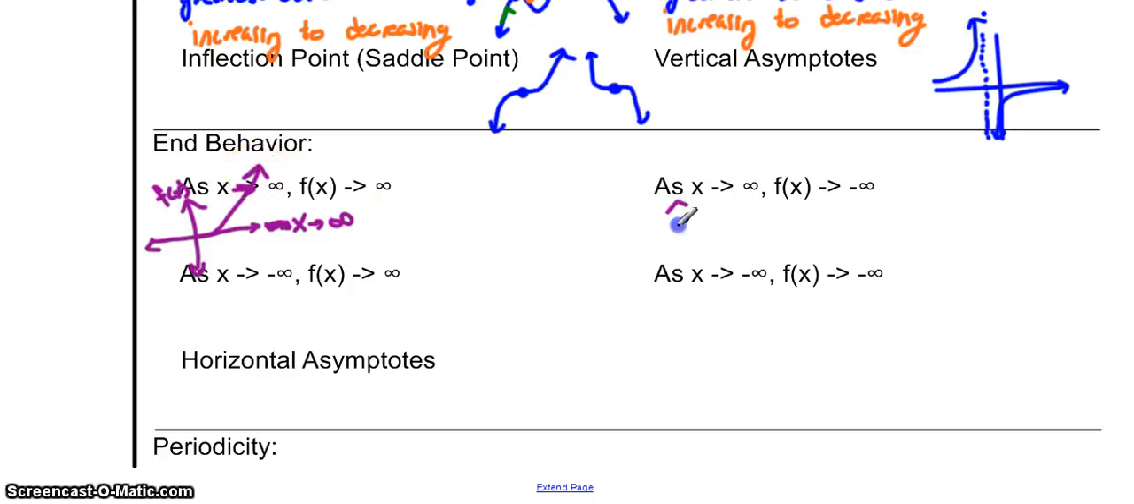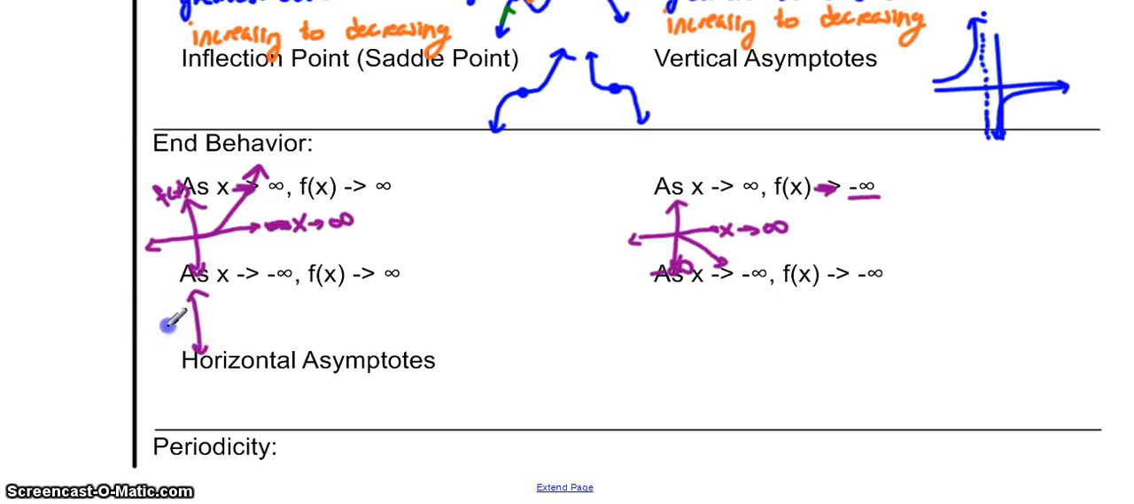On the other hand, as x goes to infinity, so x is going towards infinity to the right, if f of x is going to -infinity, that means my graph is decreasing like this as I keep going. So it's going down, down, down towards -infinity on the f of x, or the y-axis.